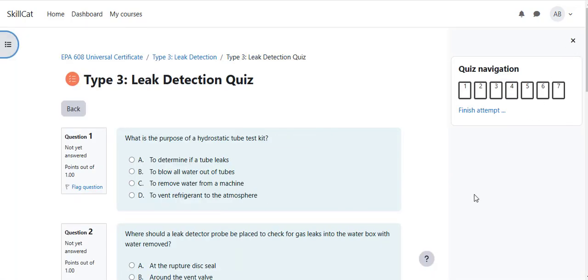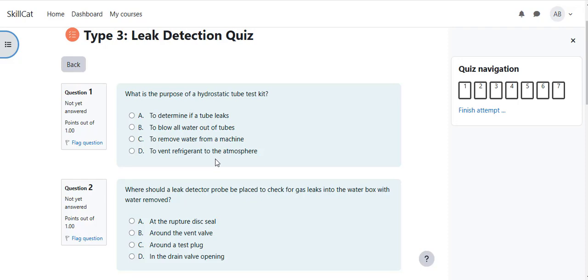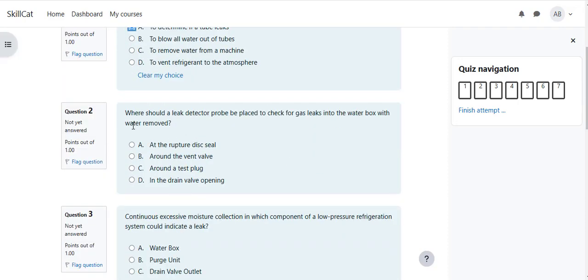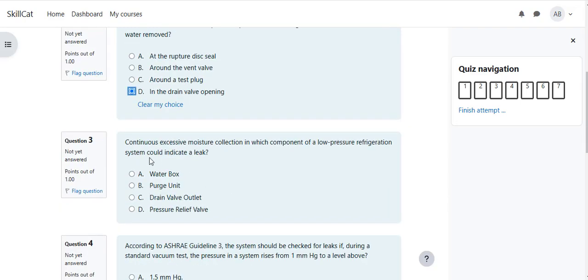We have 7 questions. What is the purpose of hydrostatic tube test kit? To determine if tube leak, to blow all water out of tube, to remove water from machine, to vent refrigerant to the atmosphere. To determine if tube leak. Where should a leak detector probe be placed to check the gas leak into the water box with water removed? In the drain valve opening.